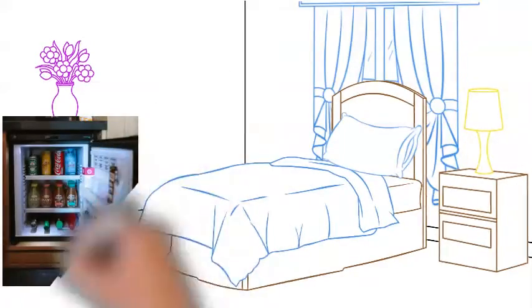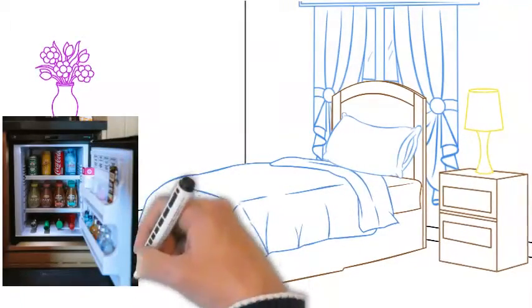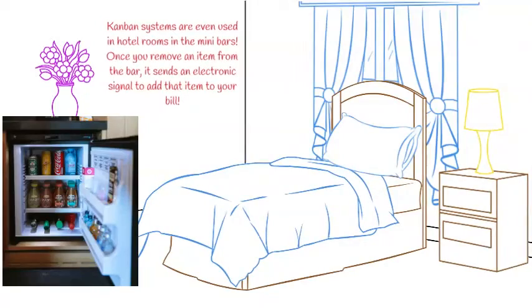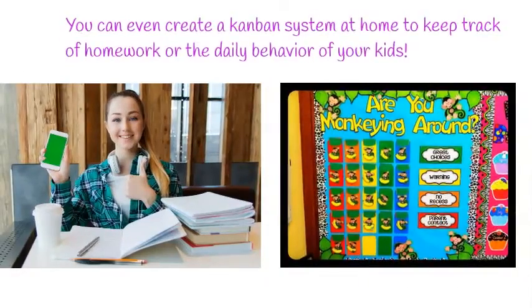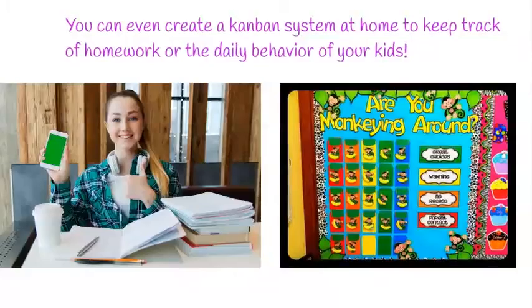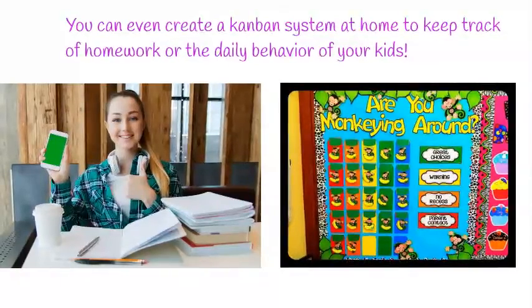Kanban systems are even used in hotel rooms in minibars. Once you remove an item from the bar, it sends an electronic signal to add that item to your bill. You can even create a Kanban system at home to keep track of homework or daily behavior of your kids.